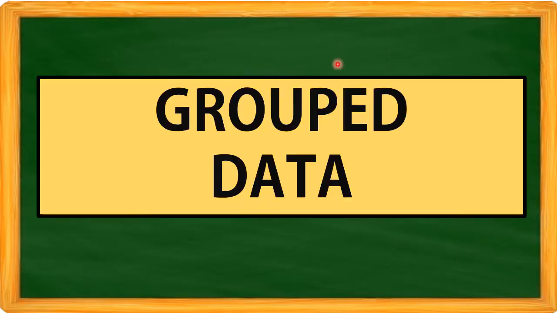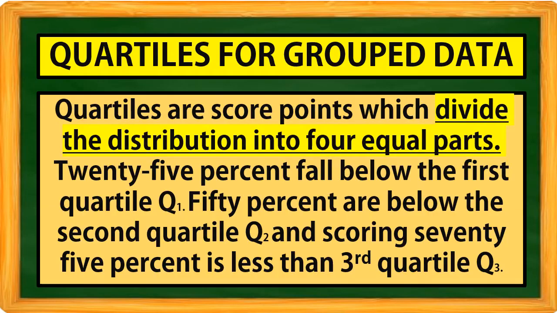The next type of data in computing or solving for the measures of central location is the grouped data. So let us have the grouped data. Quartiles for grouped data. Quartiles are score points which divide the distribution into 4 equal parts. 25% fall below the first quartile and 50% are below the second quartile, and 75% is less than the third quartile.